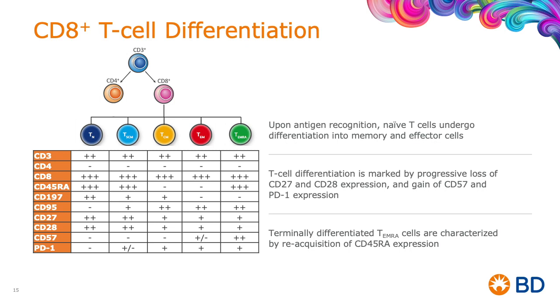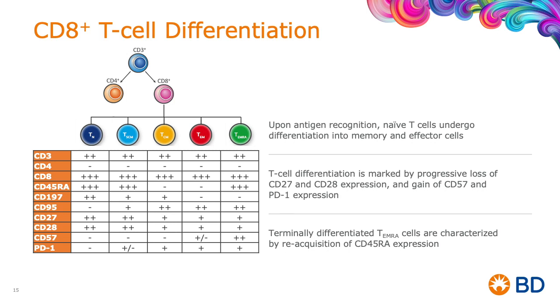And then we'll dig even deeper in this subset to study expression of other markers like CD27 and CD28, which are expressed at high level in the naive state, and they start getting downregulated as cells differentiate. And on the other hand, CD57 and PD1 are upregulated as cells differentiate toward terminal differentiation.